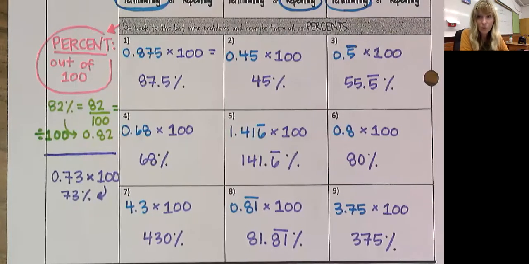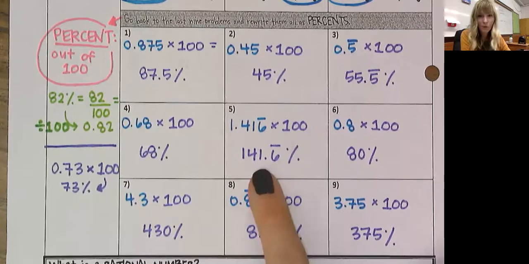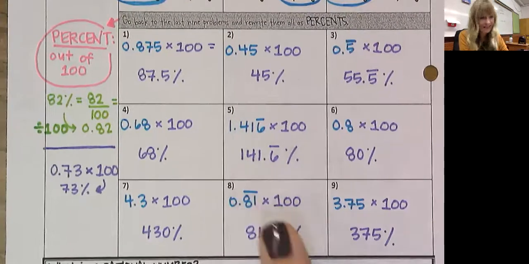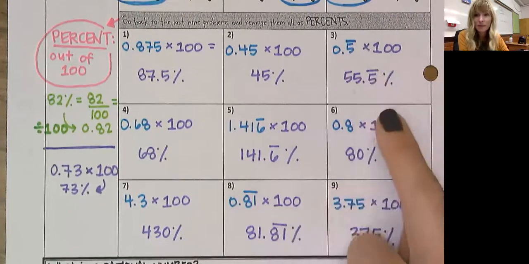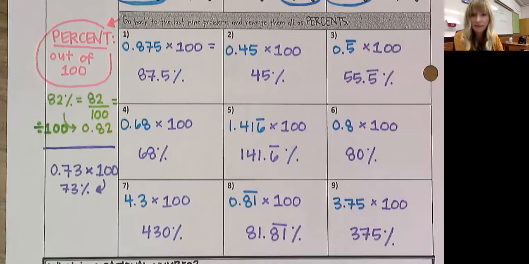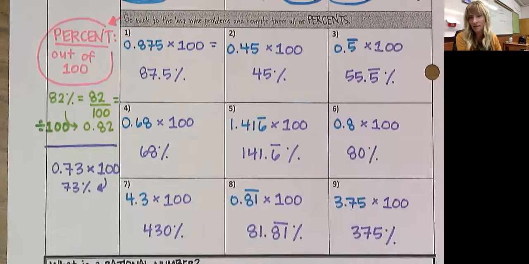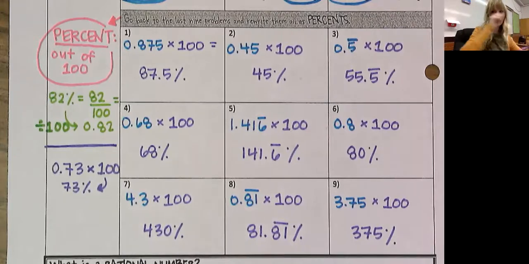Ta-da! Look really, really closely at these. Pause the video here if you need to, and look at how I formatted all of these. Yes, if you have more than one whole in a decimal, you have more than 100%. Yes, if you have a repeating part in the decimal, you can still have a repeating part in the percent. And 0.8 is not 8%, it is 80%. And we'll practice percents a lot more as we move forward, but to summarize, again, pause right here if you need to, if you haven't had time to write those all down.